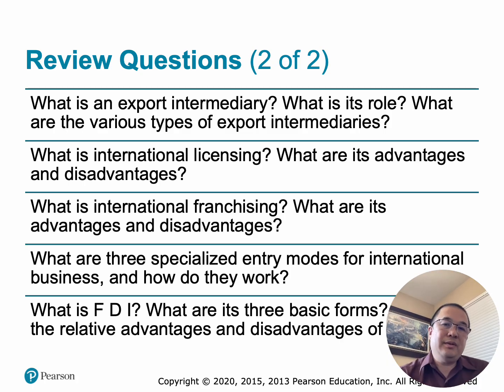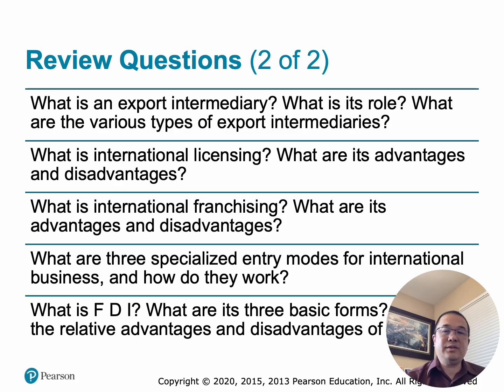Number 2, what is international licensing? What are its advantages and disadvantages? So international licensing occurs when a company, a licensor, grants another company, a licensee, the right to use patents, trademarks, technology, copyrights, and manufacturing processes in exchange for royalty payments. The advantages would be low financial risk, generates royalty income, easy market entry, and useful in markets with investment restrictions. The disadvantages are less control over operations, potential legal disputes, risk of creating future competitors, and limited profit potential compared with FDI.